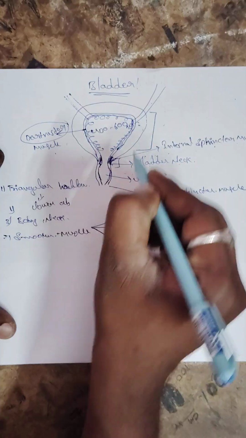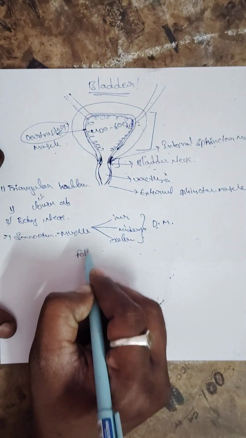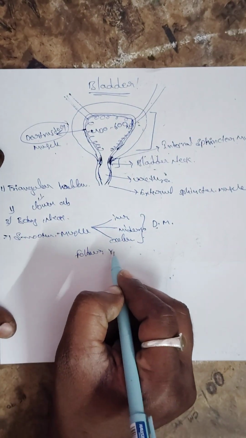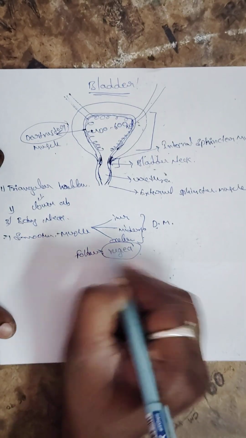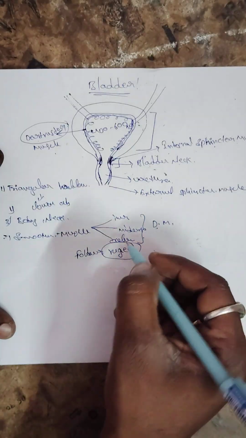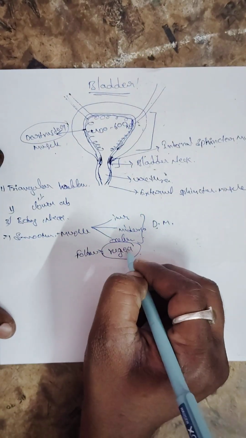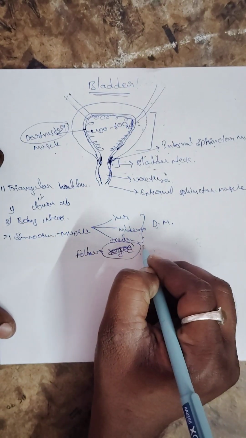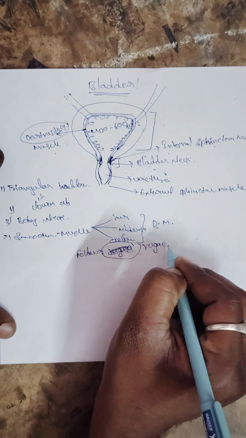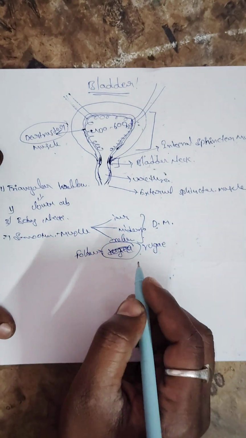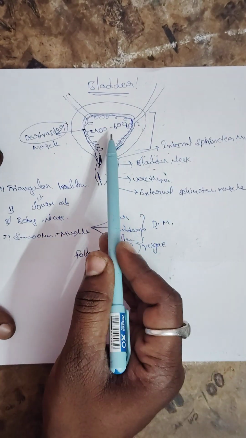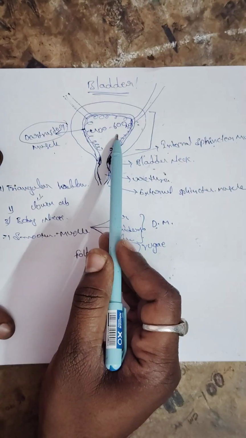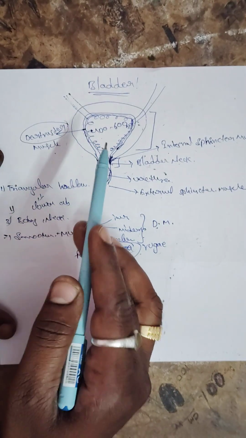That fold is called the rugae. These rugae are present in the empty bladder. So what is the capacity of the bladder? 400 ml to 600 ml of urine is stored. That is the capacity of the bladder.